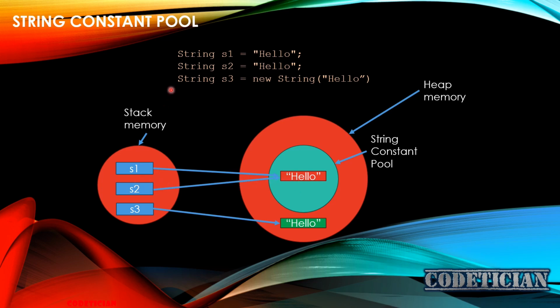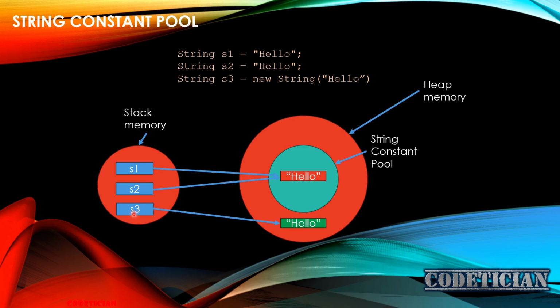Now consider an example where, instead of using a string literal, you are creating the string object with the new keyword. So I'm saying String s3 is equal to new String having the value hello. Now this is not created as a string literal. What will Java do? It will create one object. It will not go to the string constant pool. It will simply create an object with the value hello and then pass the reference to s3.